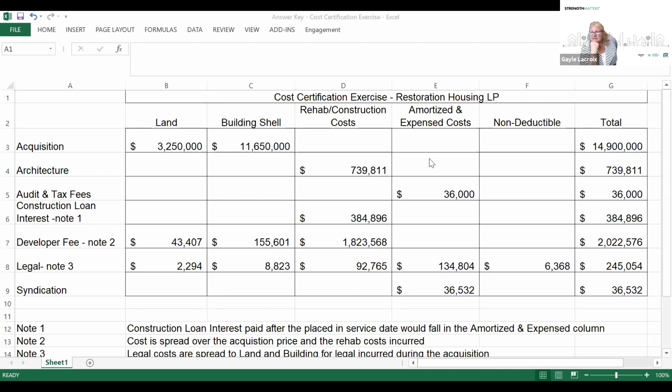Audit and tax fees, those are not part of basis. They are amortized, so they're capitalized and amortized over some period of time. Sometimes the cost cert is amortized. Scott, maybe I've seen that amortized and I've seen it expensed in full in the year that it's performed. Yeah, I see it expensed more often.